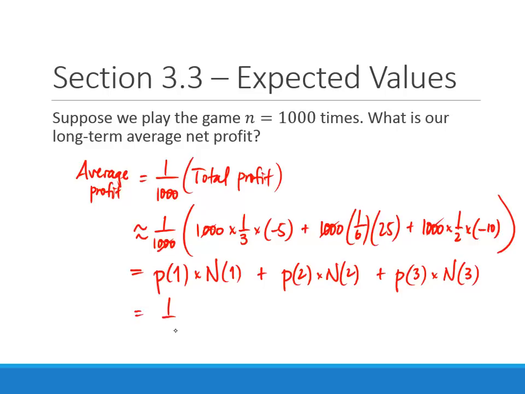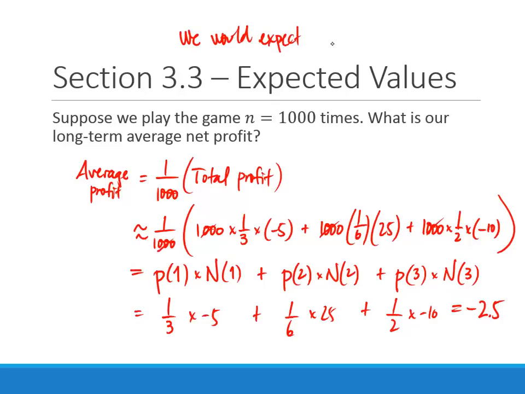So again, this is 1/3 times -5 plus 1/6 times 25 plus 1/2 times -10. And if you calculate that out, that's -2.5. So that tells us that we would expect to lose $2.50 sort of on average over those 1,000 games. So is this a game you want to play? Probably not, right?